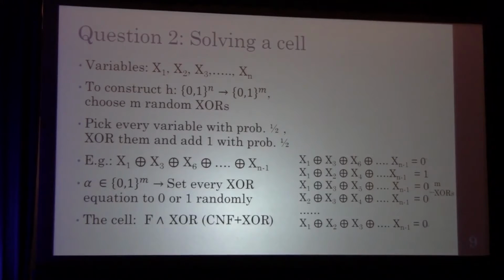So we give this set of constraints to a SAT solver, or to other combinatorial solvers if you would like. And solving a cell just means asking a solver to give us a solution for this set of constraints. So you have the original formula F, and you have these m random XORs, and you give all of these. This can be represented very efficiently in various formats for solving, and we give this to a solver, and we ask, give us a solution for this set of constraints.